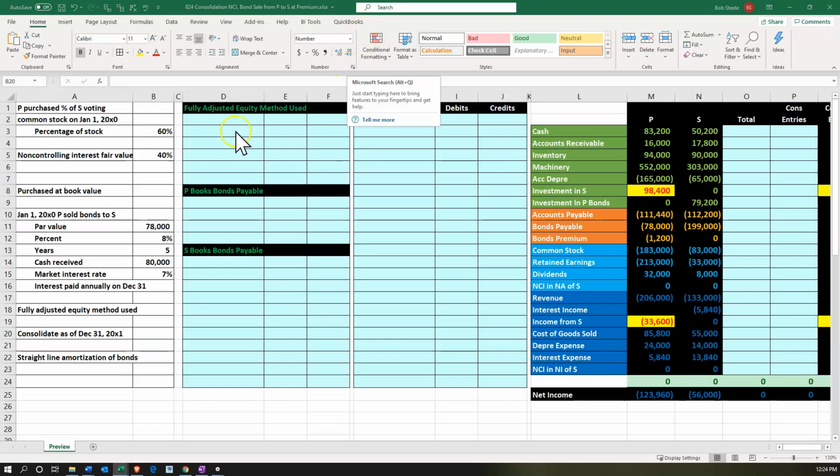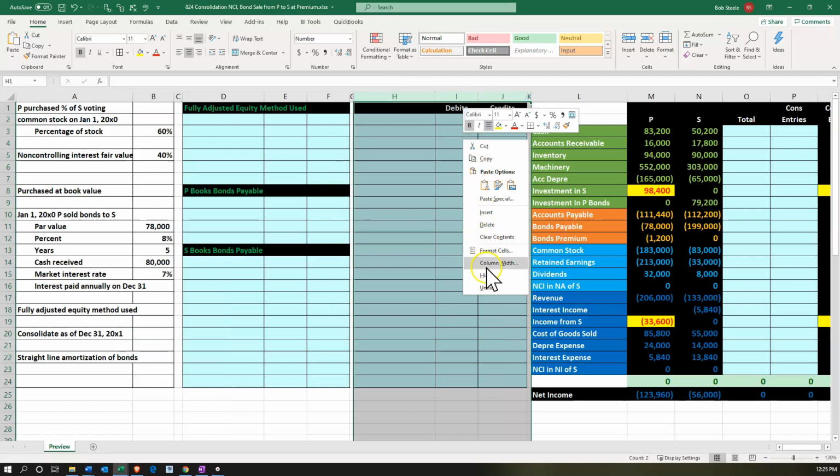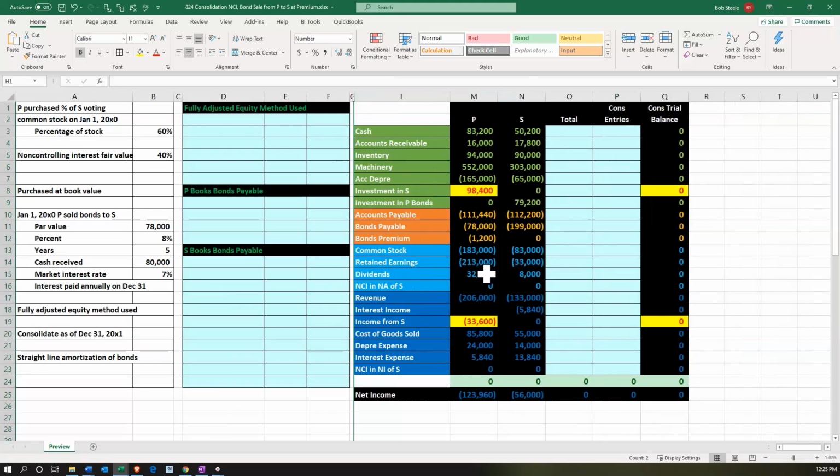Okay, so let's think about the fully adjusted equity method here. I'm going to hide some columns, H to K. I put my cursor on H, select over to K, right-click on the selected area, and hide those columns. And let's think about our normal equity method transactions for P related to their investment in S. We're kind of backing into this number.